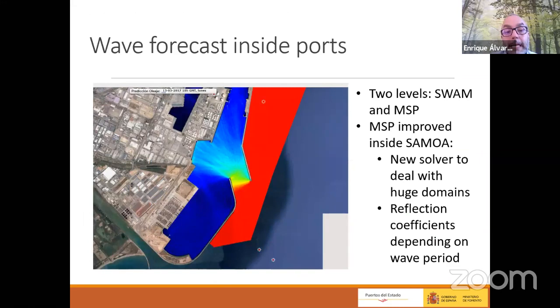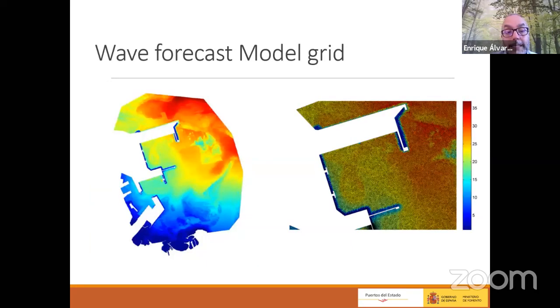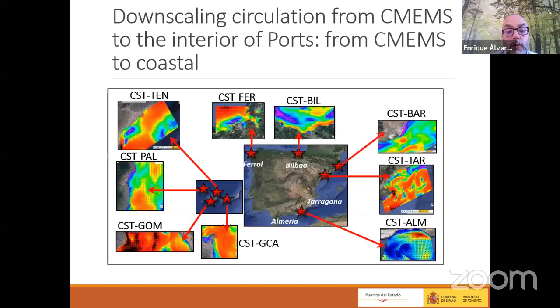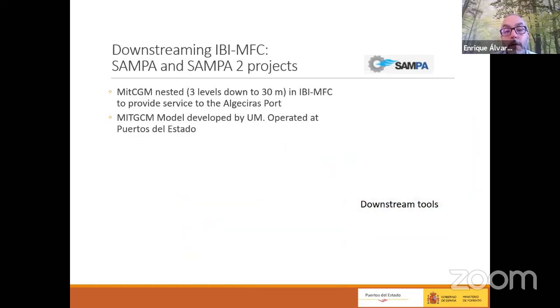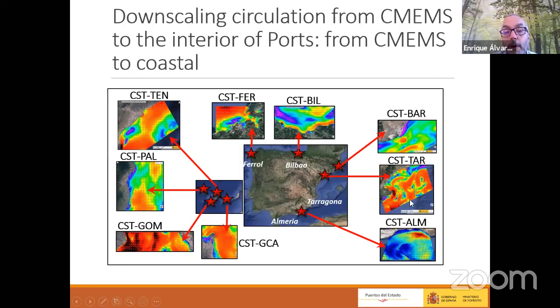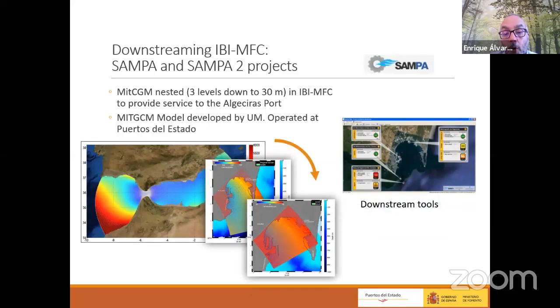This is some examples on how the wave field, for example, looks like in our model at Barcelona. This is the mesh, the grid of the model, of the wave model at Gijón with 2 meter resolution, huge resolution. This is the numerical model we are doing for circulation in several locations around Spain. We have all these coastal models around Spanish waters. And this is a more in detail example of how we solve a numerical model in Algeciras Bay, which is here in the Strait of Gibraltar.